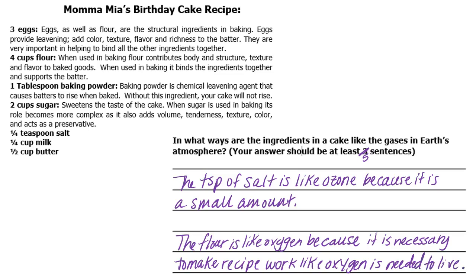Okay, so you've been given 2 examples. One example relates to the amount. One example relates to the purpose of the ingredient. Your task is to complete 3 more examples.